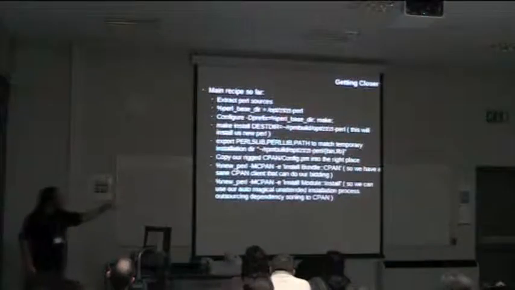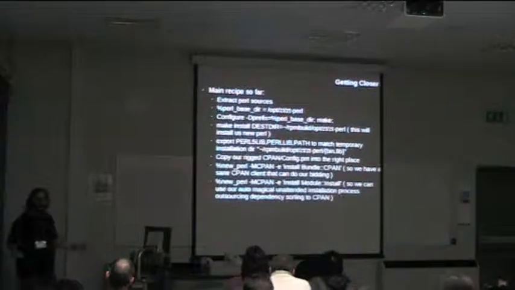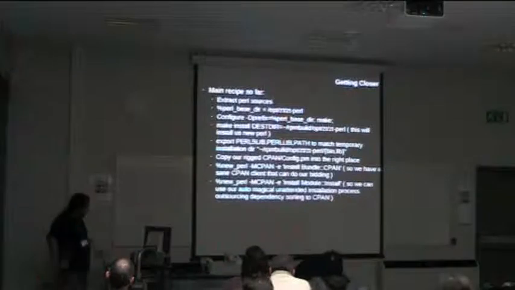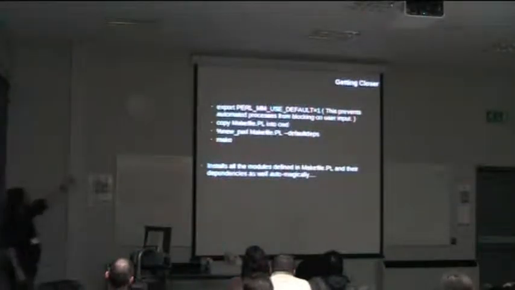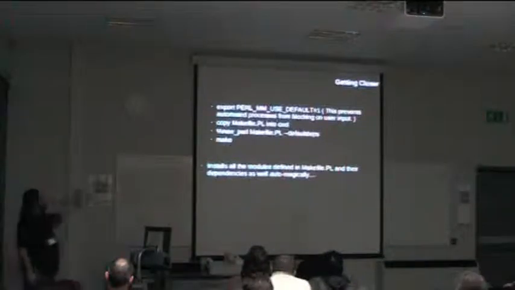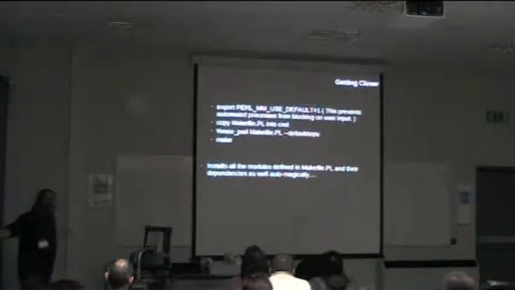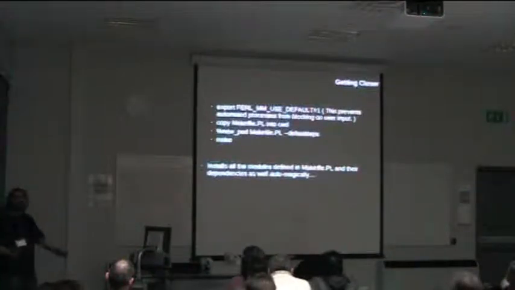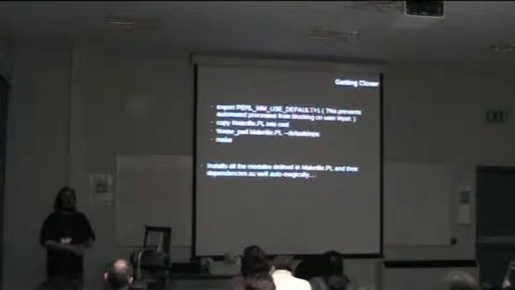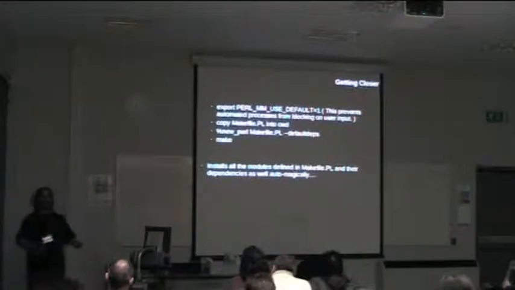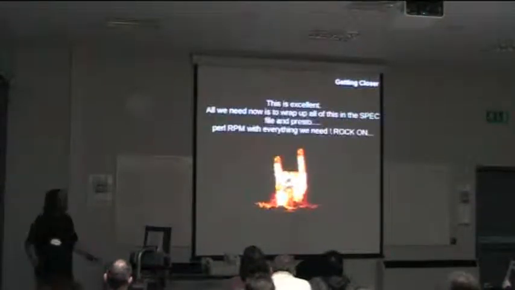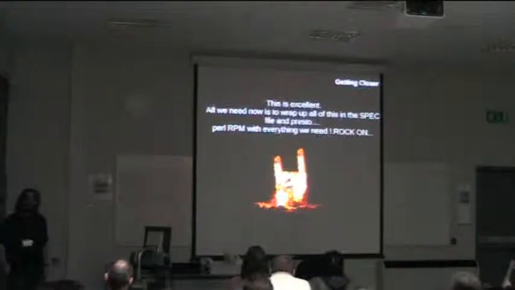We install Module Install, which is the module on which our makefiles are based. So this will allow us to do our unattended magical installation of all the Perl modules that we depend on. We export PERL_MM_USE_DEFAULT so that the process doesn't stop. We copy the makefile into the current directory and we say make, and make will start the whole installation process of all the makefiles, given that everything is accounted for and given that you've excluded all the things that might go wrong. In the end, it will produce a tree of Perl and all the CPAN modules that you might need to use your application, in this case, 618 of them. And yeah, this is excellent. A Perl RPM with everything you need. Yeah, rock on.